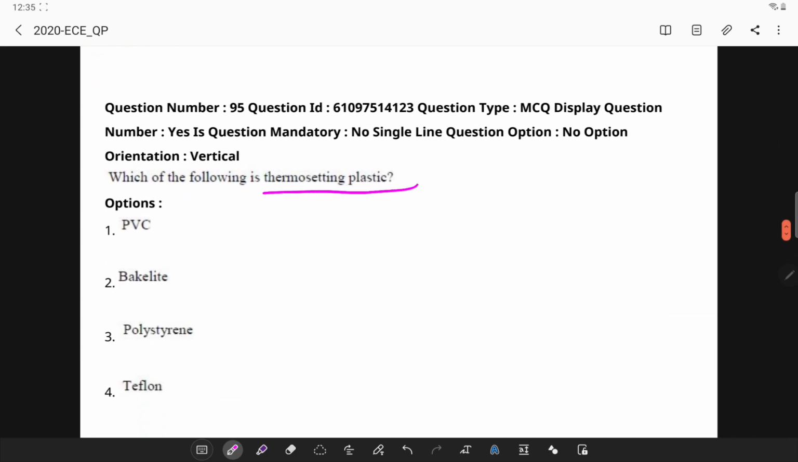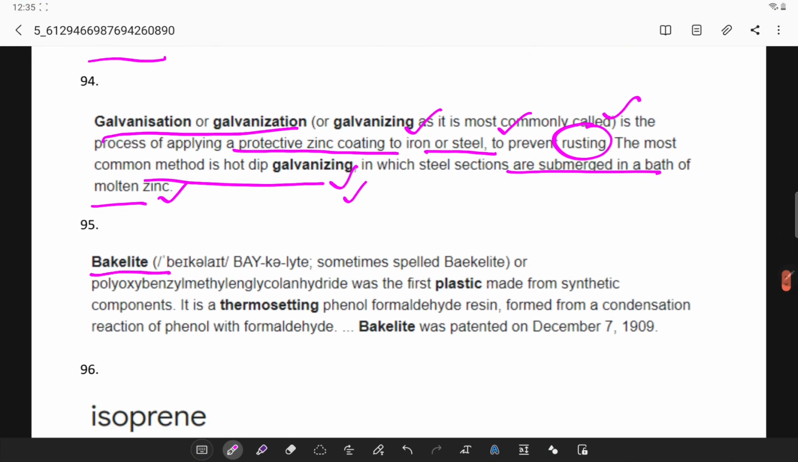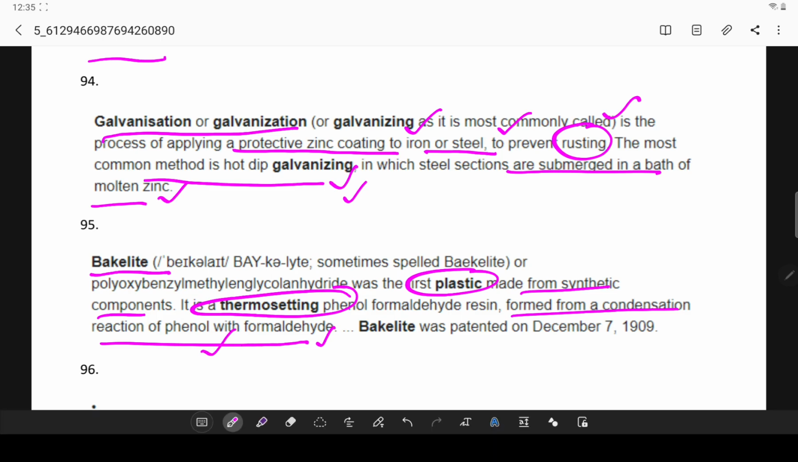So which of the following is a thermosetting plastic? So among the options, bakelite is a thermosetting plastic. So bakelite is the first plastic which is made of synthetic components. It is a thermosetting plastic. Okay, so it is formed by condensation reaction of a phenol with formaldehyde.